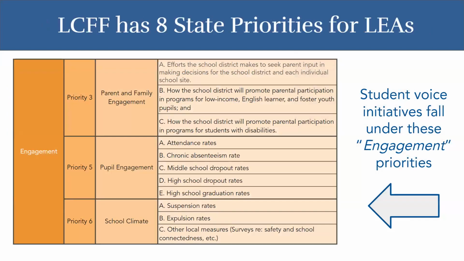LCFF has 8 state priorities for LEAs to utilize. Student voice initiatives fall under these quote-unquote engagement priorities. So as you can see here, student voice initiatives can fall under priority 3, which is parent and family engagement. They can fall under priority 5, which is pupil engagement, which also assists with things like attendance rates and chronic absenteeism. And student voice initiatives fall under priority 6, which is school climate, which also has to do with local measures, suspension rates, and expulsion rates.